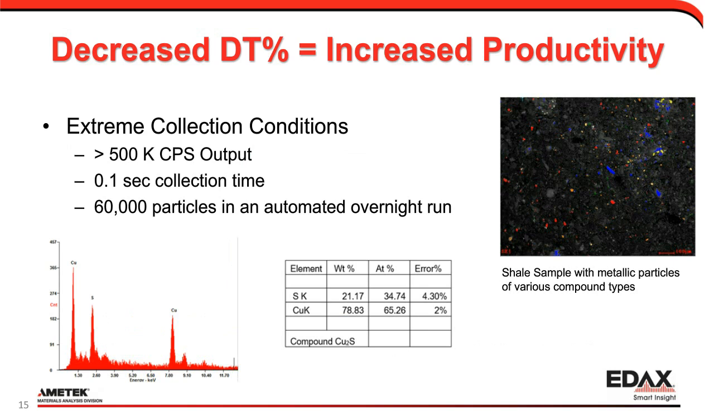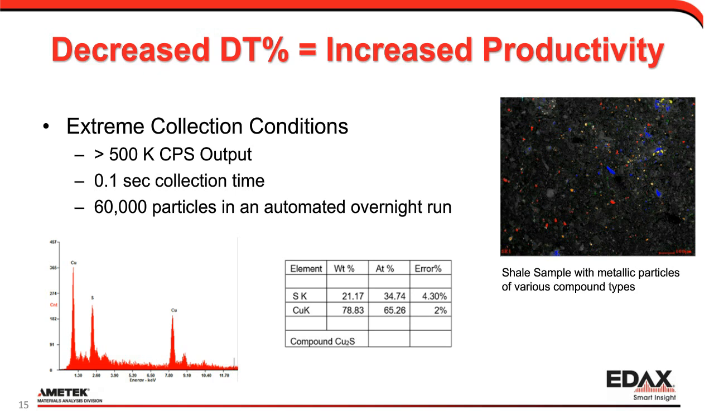Now we'll use a more extreme example where decreased dead time shows increased productivity. And this is an example where we're running at really high counts per second throughput and very, very quick collection time for a particle analysis. In this case, we have 1/10 of a second collection time. One spectrum for each particle is being collected out of our 60,000 particles in an automated overnight run.